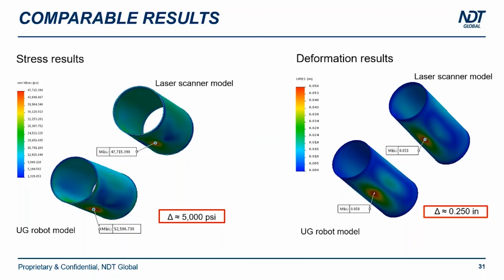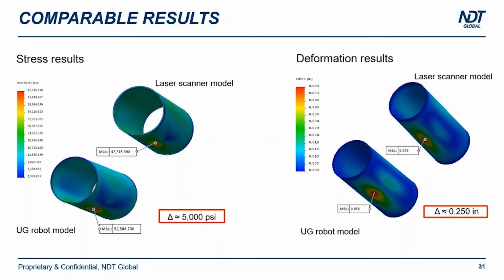This difference is almost not relevant. It's pretty precise for the type of comparison that we're doing. For the deformation results, we have the laser scan giving us 0.033 and the UG robot giving us 0.058. So again, we have a delta of 0.25 inches. This is pretty close to what the laser scan data is giving us.